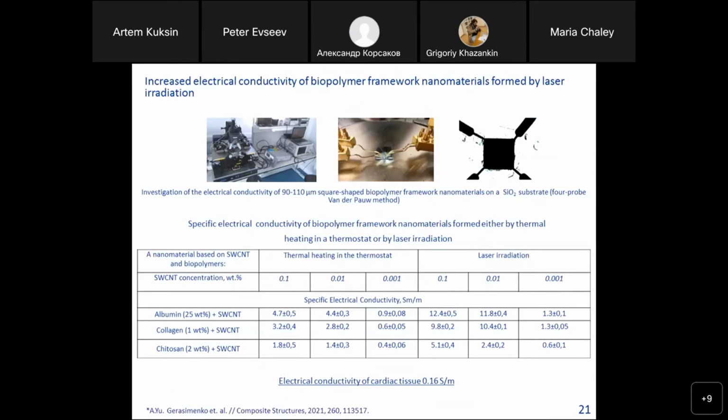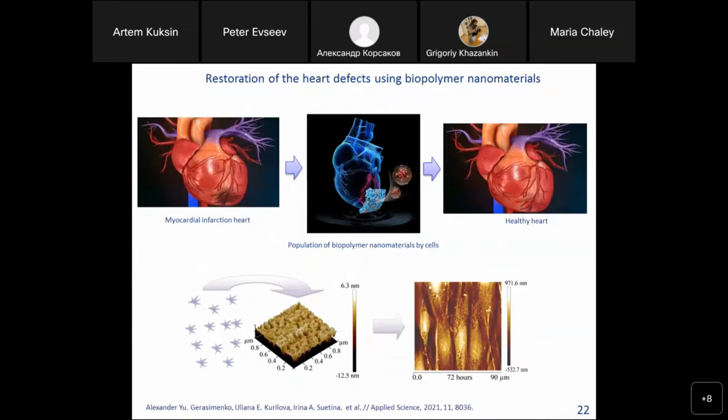The nanomaterials are electrically conductive due to the nanocarbon network. We compared the conductivity of nanomaterials created by thermostat and by laser. As a result, nanomaterials created by laser had the highest electrical conductivity. This is very important because cardiac implants must conduct currents. Thus, the structural and electrical properties of biopolymer nanomaterials are ready for placing cells in them. This is necessary to create cell patches that will be implanted on the area of myocardial infarction.